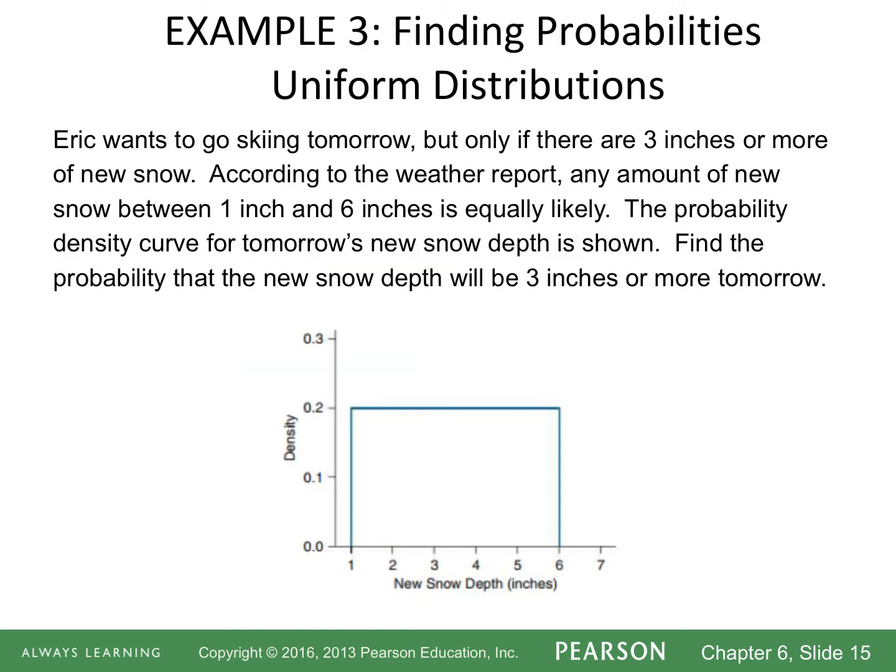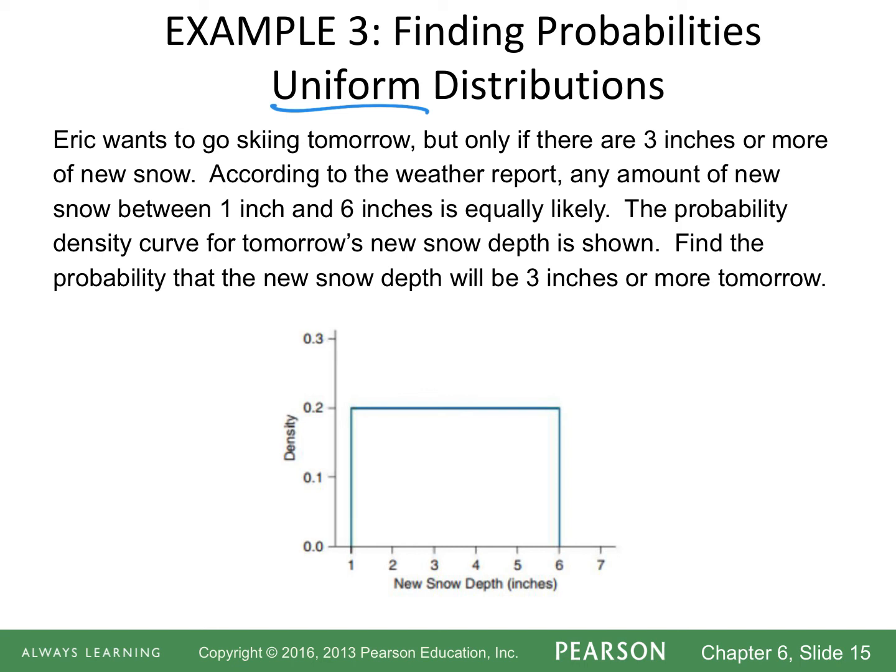So here's example 3, finding probabilities of uniform distributions. Eric wants to go skiing tomorrow, but only if there are 3 inches or more of new snow. According to the weather report, any amount of new snow between 1 inch and 6 inches is equally likely. The probability density curve for tomorrow's new snow depth is shown. Find the probability that the new snow depth will be 3 inches or more.